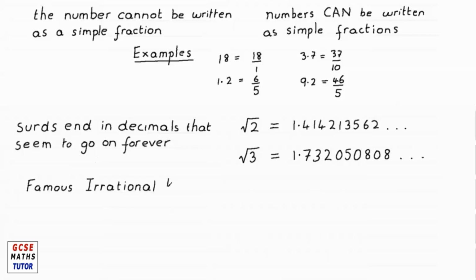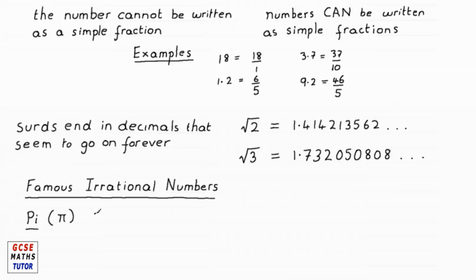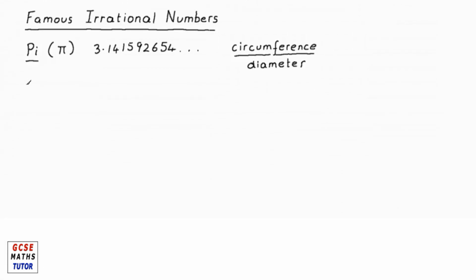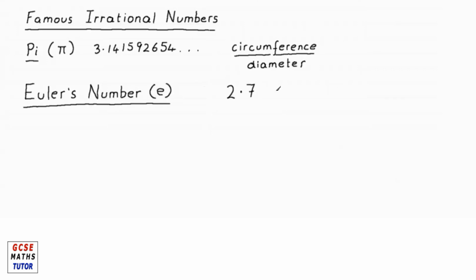There are lots of famous irrational numbers, some you might have heard of, some maybe not. There is pi. Remember, the ratio of the circumference of a circle to its diameter. Pi is equal to 3.141592654, etc. Another one is e, or Euler's number. Euler's number is 2.7182818284590, etc. If you go on to do A-level maths, you'll meet this fairly often.